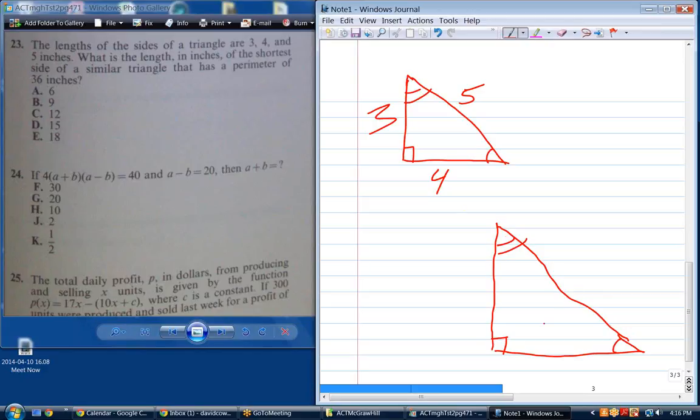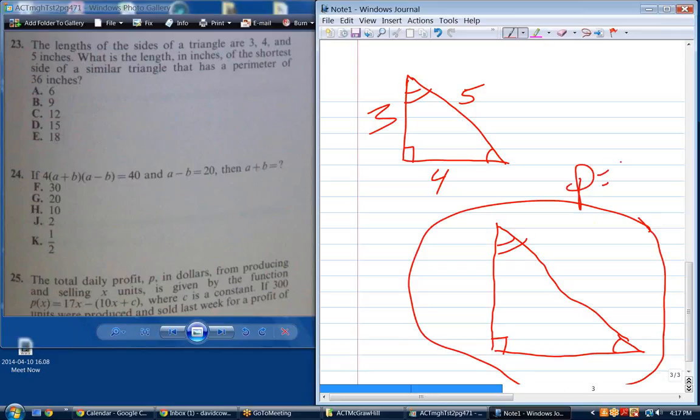It also means that every side of this triangle over here is going to be a certain multiple of this triangle. In other words, if this was 30, that would be 40, that would be 50. Okay? All right. So what they're saying is that the perimeter of this triangle equals 36.